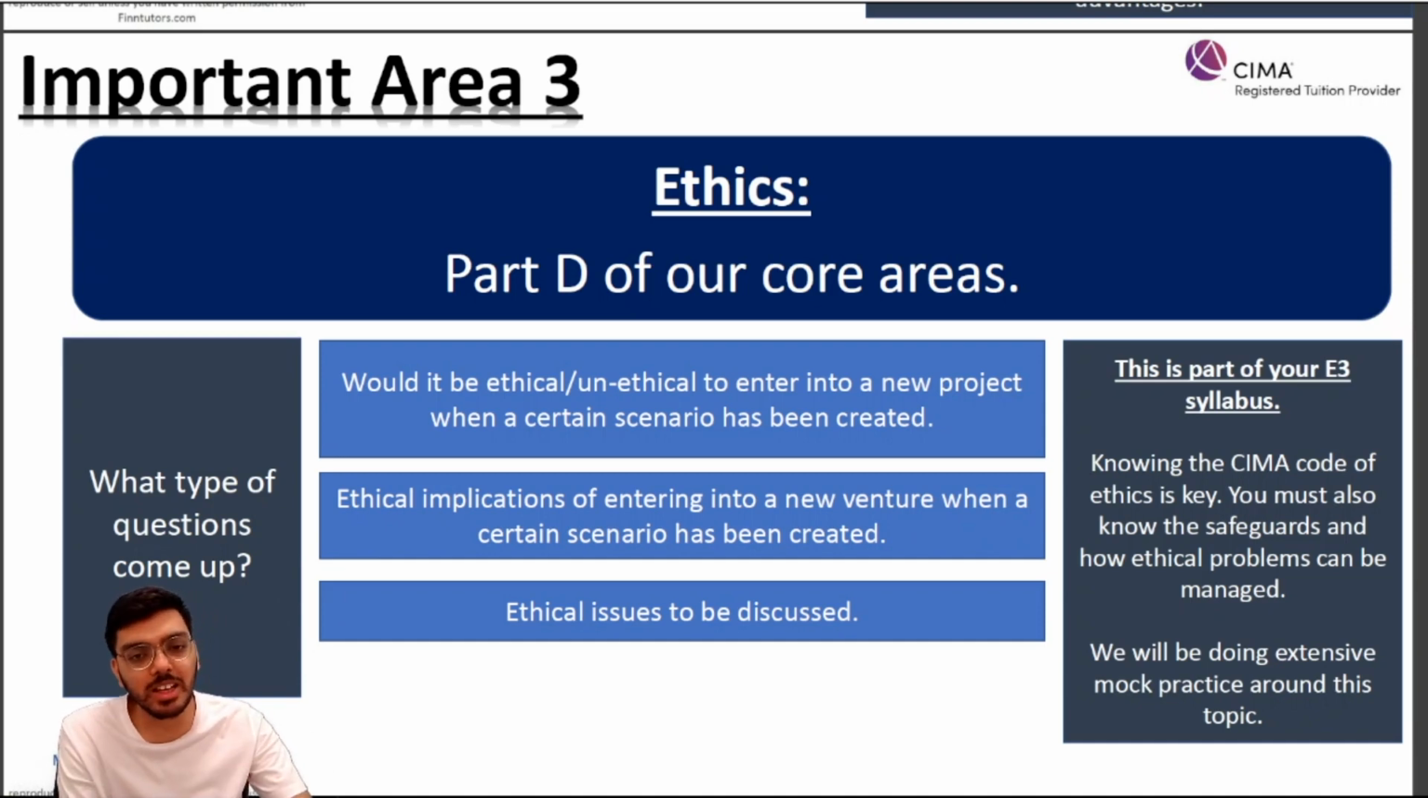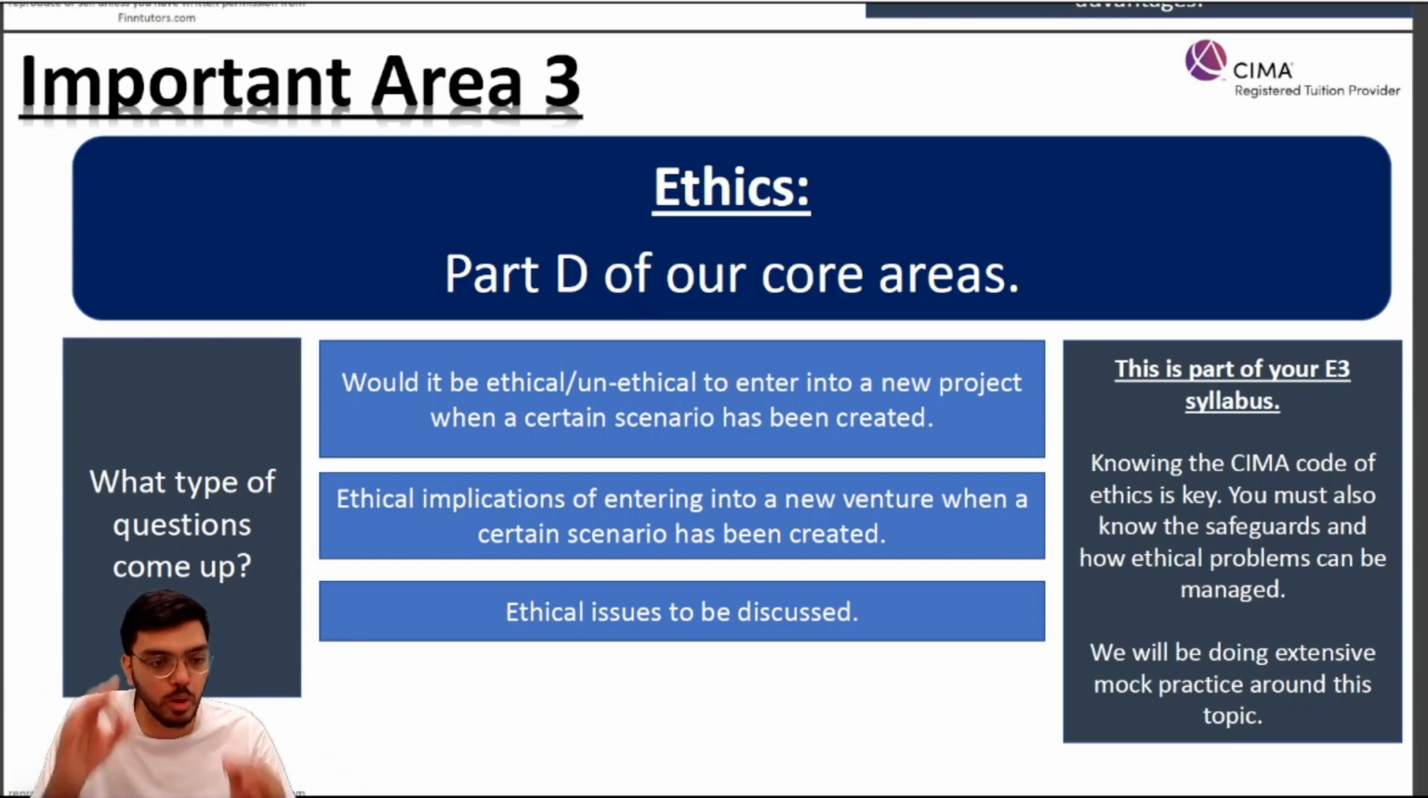So would it be ethical or unethical to enter into a new project when a certain scenario is created? Ethical implications of entering into a new venture when a certain scenario is created. They'll tell you this is the scenario. Is it ethical for us to go forward? They'll tell you this is the project that we are looking to invest. Is it ethical to go forward? Ethical issues may need to be discussed.